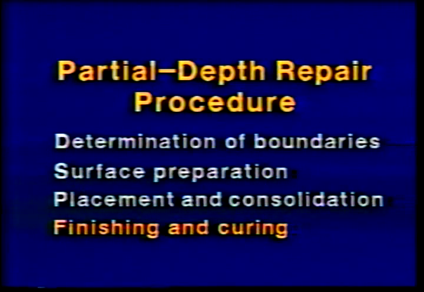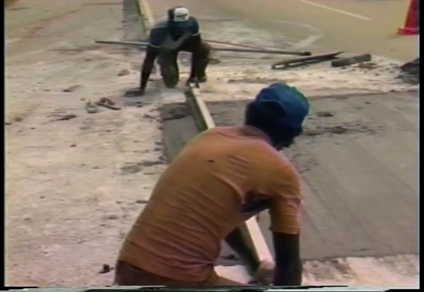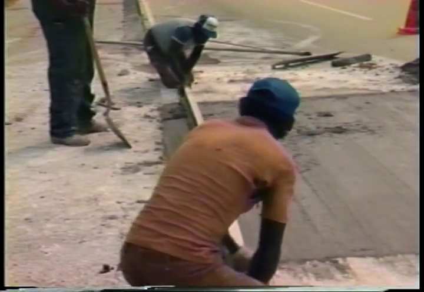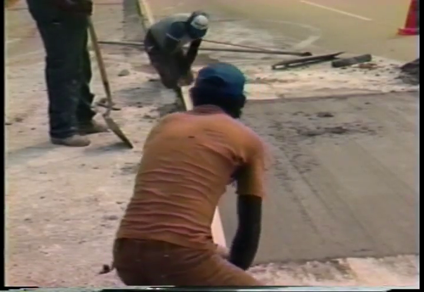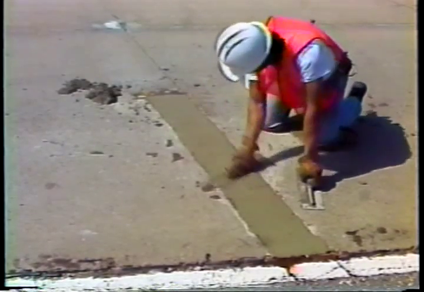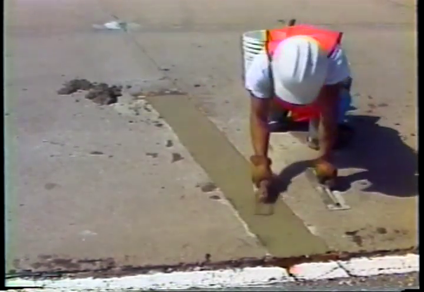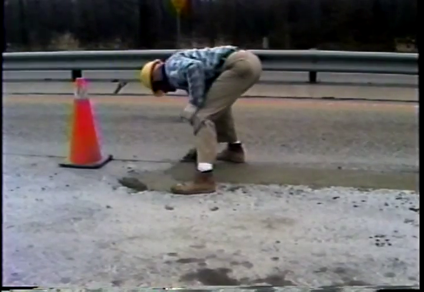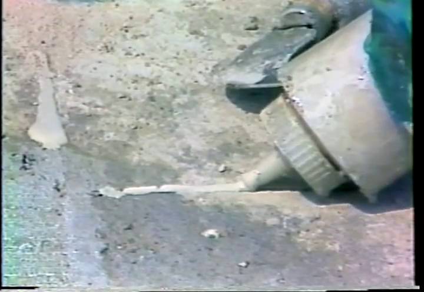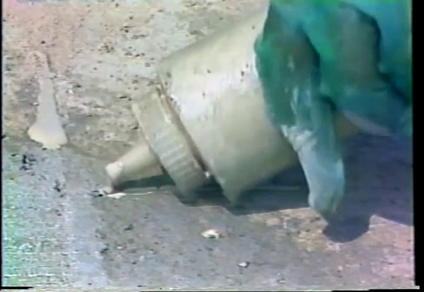After consolidation come finishing and curing. The proper procedure for finishing is to screed the material from the center toward the edges. This ensures good bonding at the sides of the repair. Hand troweling may be necessary to remove any minor irregularities. Any saw cuts extending into the surrounding pavement must be filled, either with excess mortar from the finishing or later with epoxy after the concrete has set and the cuts have been cleaned out.